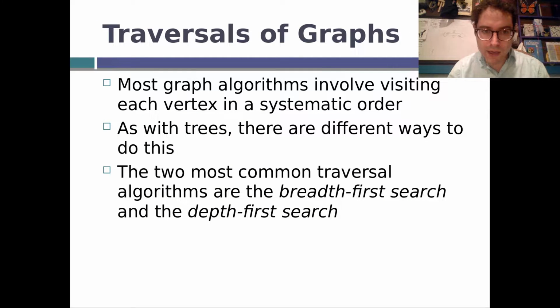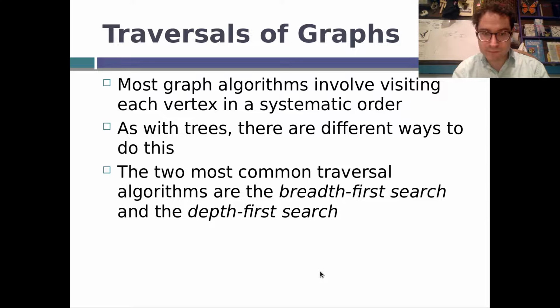So right now we're going to look at traversing our graphs. Just like with trees, there's different ways we can do this. We are going to explore all the nodes in the graph in a systematic order. So the two different types of traversal algorithms that are most commonly used are breadth first search and depth first search.